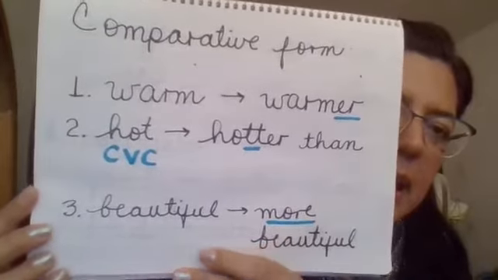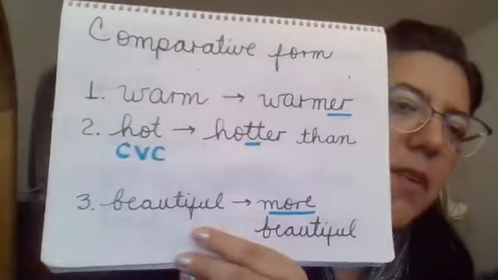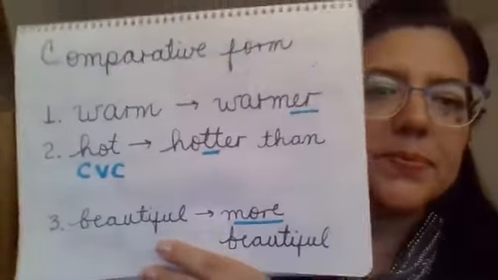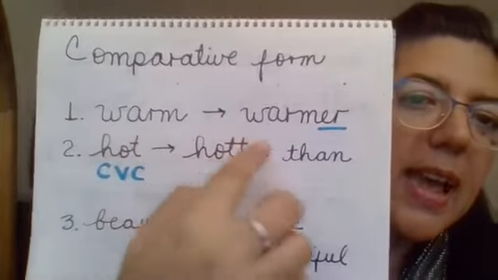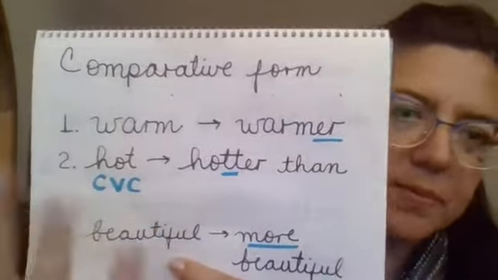Look, the comparative form. The first type of adjective that you're going to find is an adjective that is normal, and you only have to add er, like for example, warm. You have warmer.